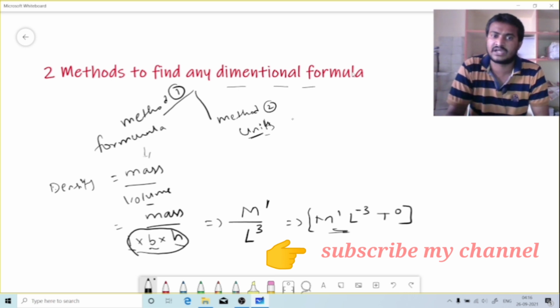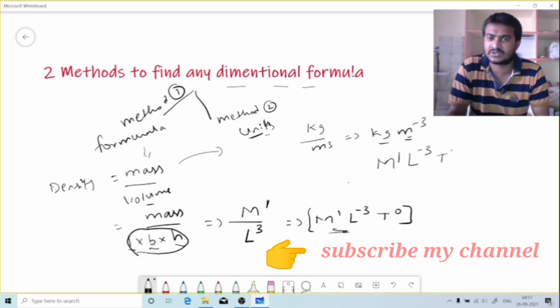Now, taking it through the unit: what is the unit of density? Kg per meter cube, that's kg m power minus 3. Kg means mass, and its power is only 1. Meters means length, so L power minus 3. There is no time, so T power 0. From the unit we get the same thing as from the formula.